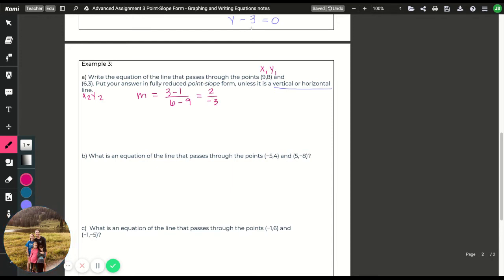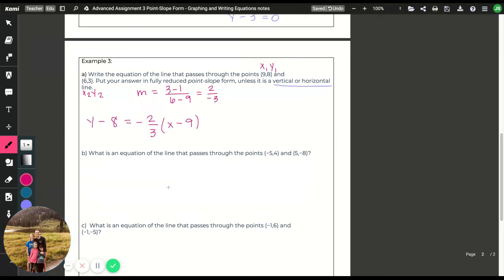So that's done. Okay, now we're going to write the equation. Y minus y1, the y coordinate of your first point is 8, equals negative 2/3, your slope, times, in parentheses, the quantity x minus your first x coordinate, or x1, which is 9. That is that.